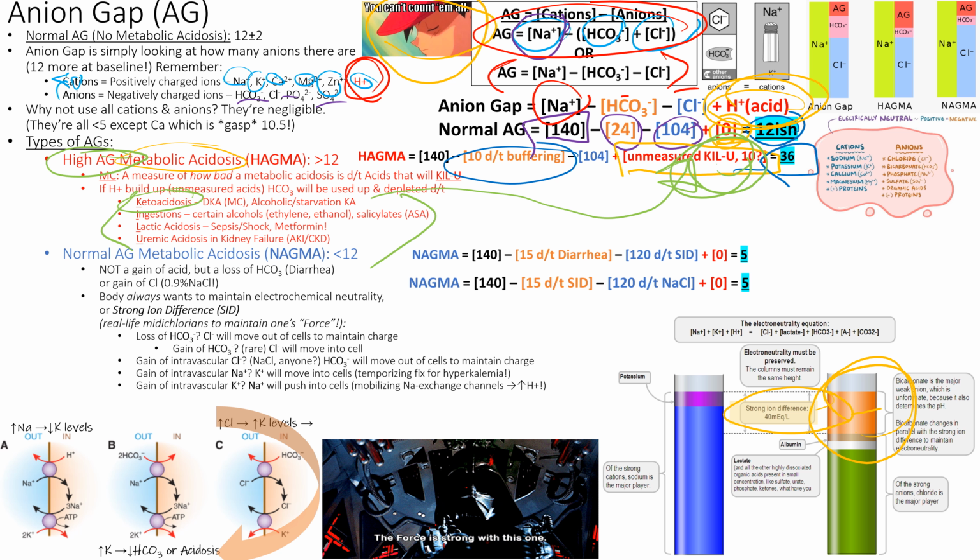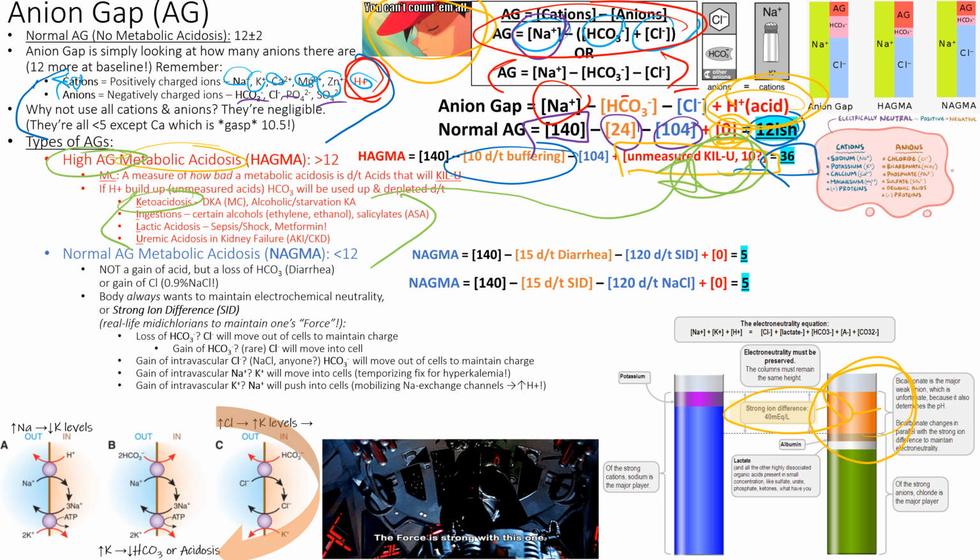How do you know DKA is resolved? The anion gap goes down, right? Or we say the anion gap closed. It went from 36 down to 12, right? It didn't go to 0. Why is it not 0? Because there's still other stuff in there. There's still other stuff we have not counted yet, right? So that's why it's 12-ish, okay?